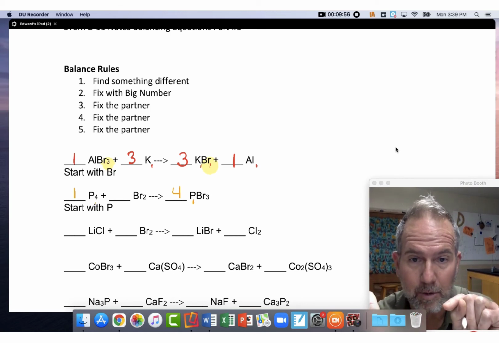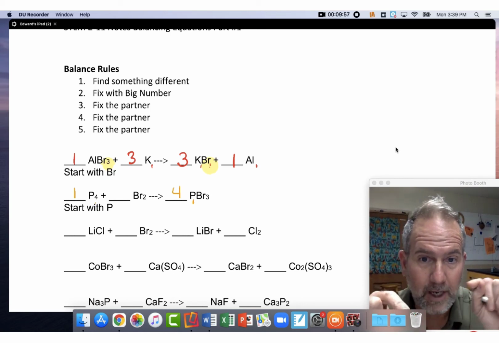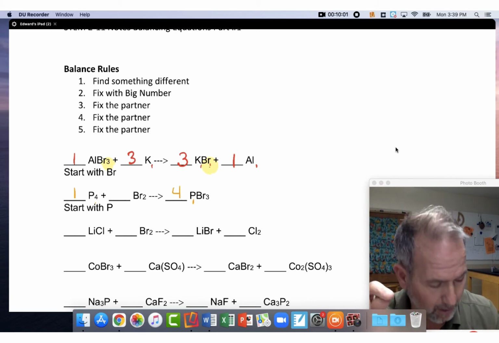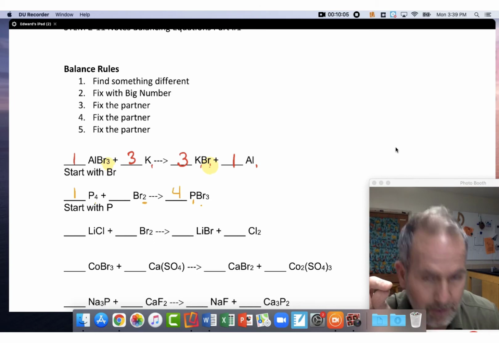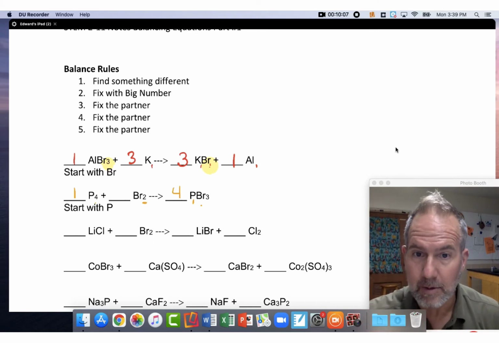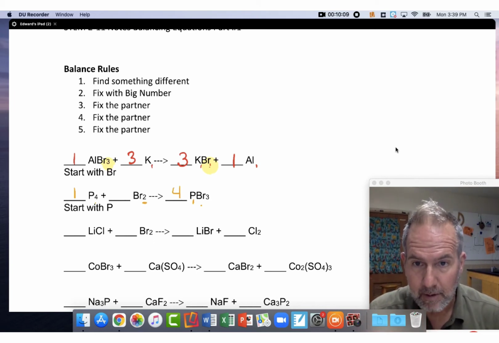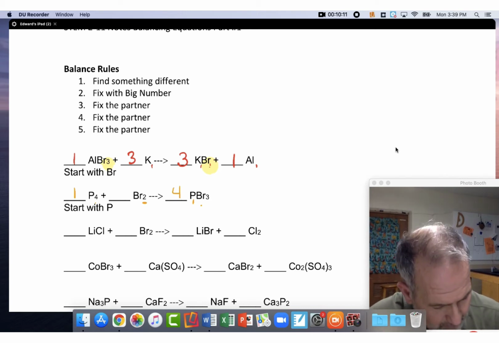Now look what that did to our Br's. We have 4 times 3, which is 12 Br's. We have 12 Br's on the right. We have a 2 down there. So what times that 2 equals 12? Right? 6 times 2 equals 12.